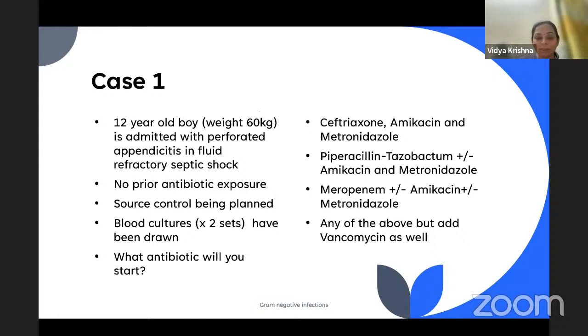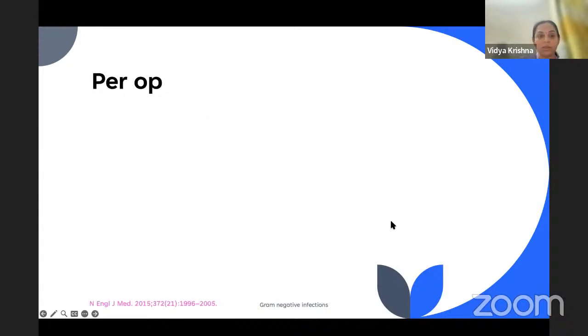So going back to the same case, now at the end of it, we can sort of finalize that in this patient, if he comes to your ICU or ER tomorrow, you would in all likelihood start meropenem. You might not want to add an amikacin, you might not want to add a metronidazole or a vancomycin. Okay. So that's what is the right answer.